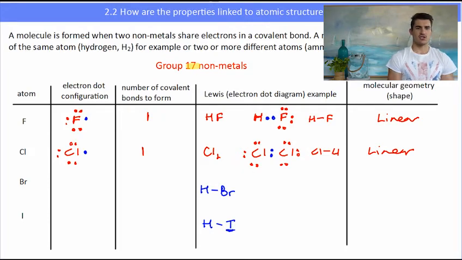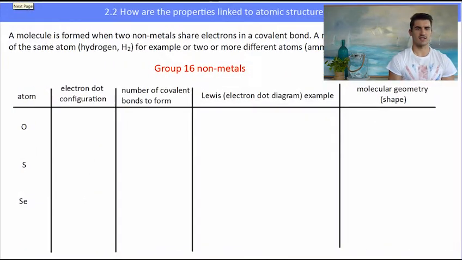Group 16, oxygen's group. Oxygen has the electron configuration of 2,6, so it has 2 pairs of non-bonding electrons, and then it has 2 electrons that it would like to share. So that means oxygen can form 2 covalent bonds. So if we have 2 hydrogen atoms to form H2O, oxygen will share with 2 hydrogen atoms.